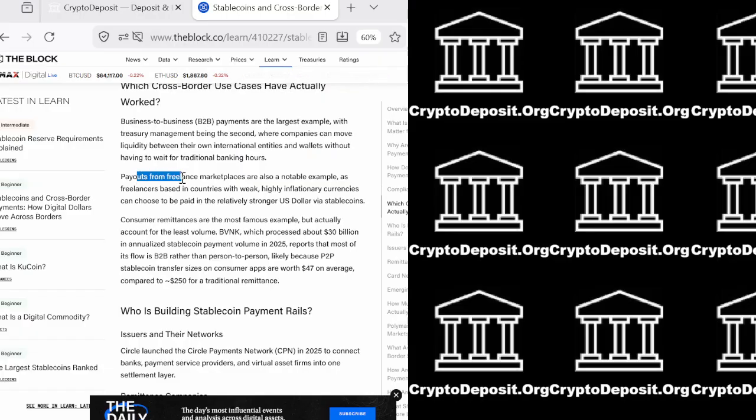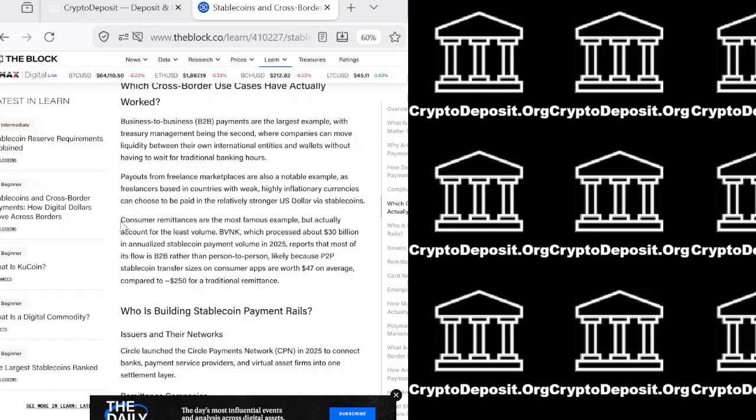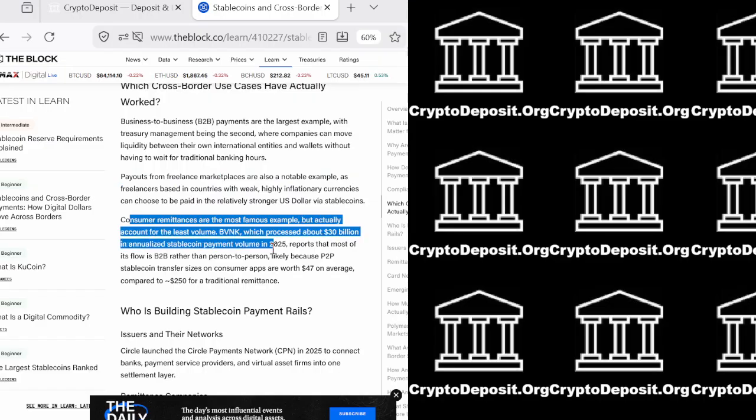So payouts from freelance marketplaces are also a notable example, as freelancers based in countries with weak, highly inflationary currencies can choose to be paid in a relatively stronger US dollar via stablecoins. And then consumer remittances are the most famous example, but actually account for the least volume.